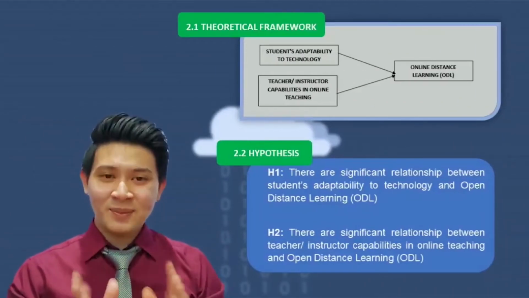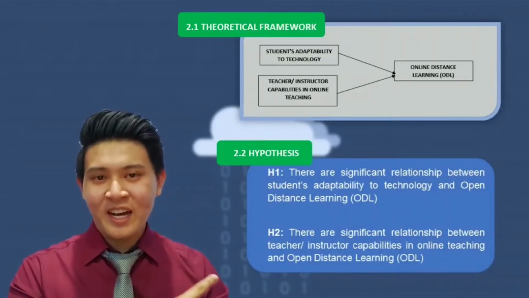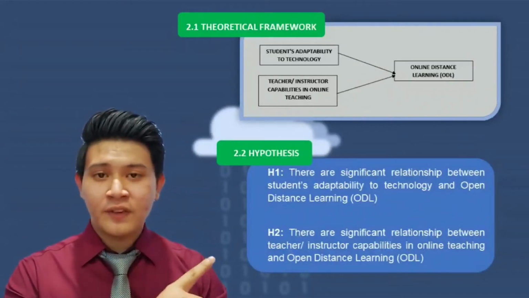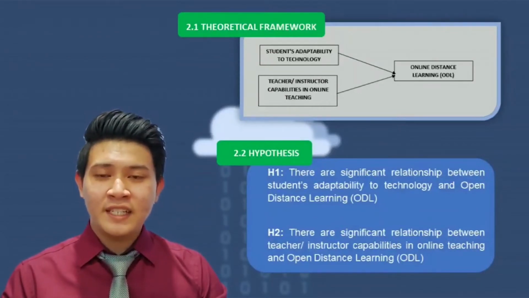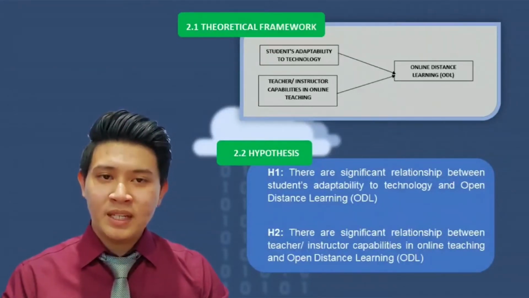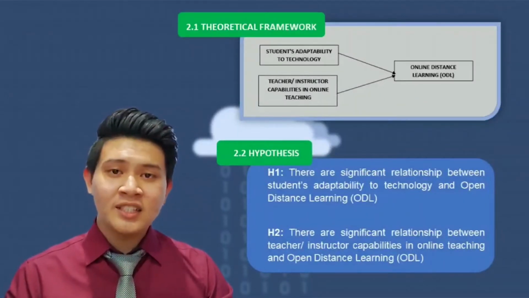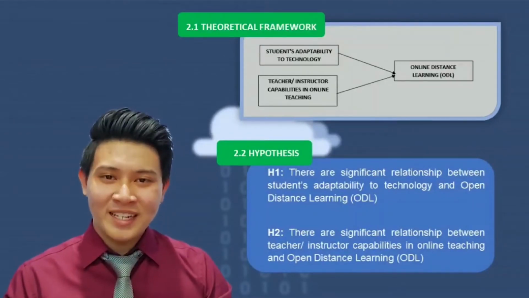So now, let's proceed with 2.1, the theoretical framework. As you can see on my left right now, here is our theoretical framework for this study. From this theoretical framework, we can come up with two hypotheses. The first one, there is a significant relationship between students' adaptability to technology and open distance learning. Second hypothesis, there is a significant relationship between teacher-instructor capabilities in online teaching and open distance learning.